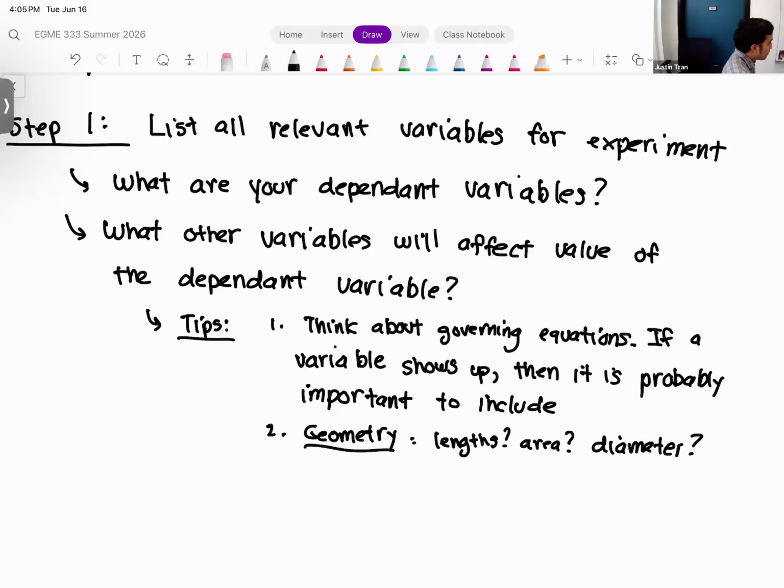Sometimes you may have a complex geometry, so there may be multiple geometric dimensions. Maybe diameters in different aspects. Maybe you have a nozzle, you have an inlet diameter and outlet diameter. So that's always a good place to look. That geometry will almost always affect your results.